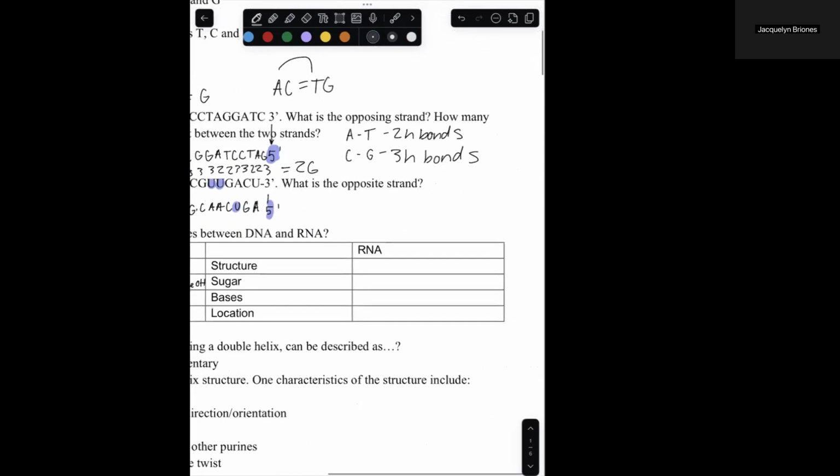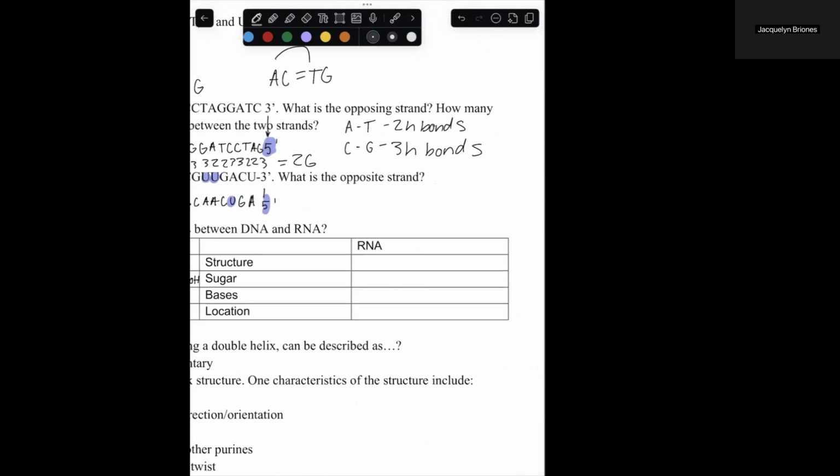For RNA, our structure is mainly single-stranded. Our sugar is just ribose, hence the R in RNA. Our bases are A, U, C, and G. And our location is in the cytoplasm.